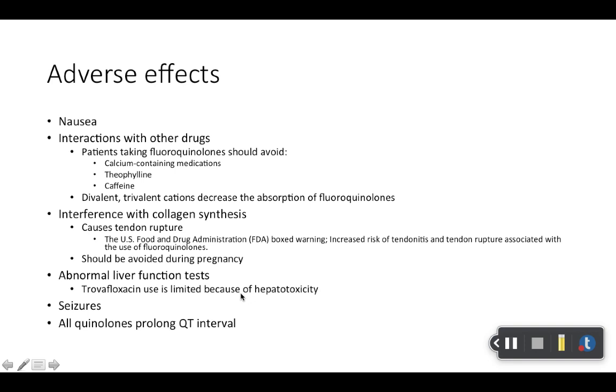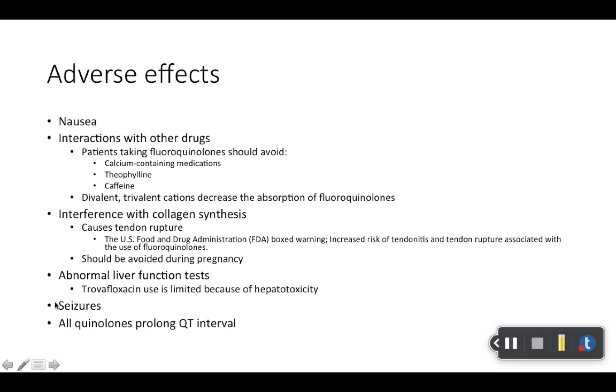You also have to be concerned about the hepatotoxicity, so it can cause abnormal liver function tests. And then here, this is just more historical reference. Trovafloxacin was actually removed from the market because of its hepatotoxicity. It had the worst hepatotoxicity of the fluoroquinolones. So you can just put that there for historical purposes, or don't worry about memorizing that drug. But the hepatotoxicity is definitely something you want to be worried about with the fluoroquinolones in general.